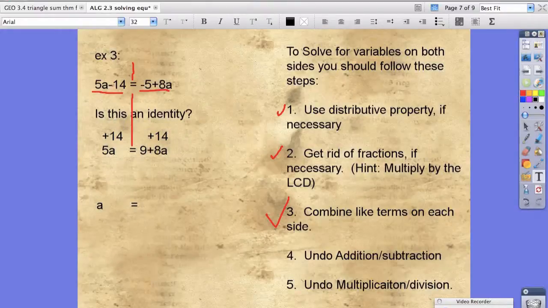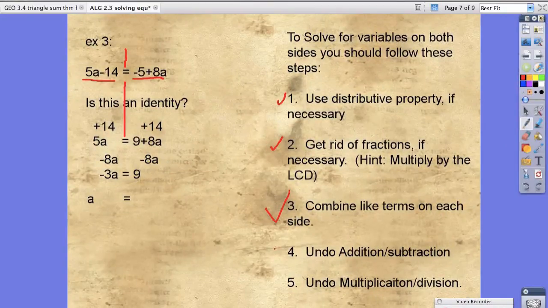Then we're going to go through the line again. 5a has an a, so it's going to stay. Equals we didn't touch. 9 does not have an a, so it'll stay. And then we have 8a. So that should be moved to the opposite side. Because it's a plus 8a, the opposite of plus 8a is minus 8a to both sides. That leaves us with 5a minus 8a is negative 3a equals 9. So we've undone all the addition or subtraction, so we can check that off.